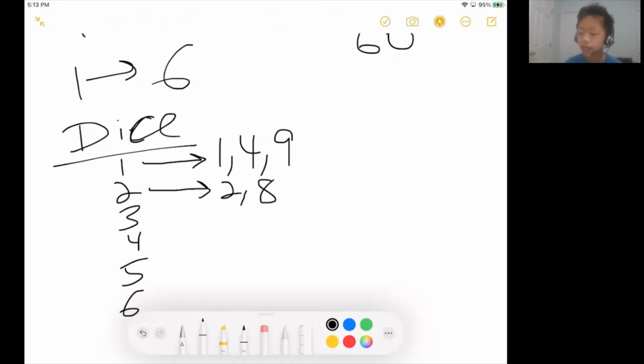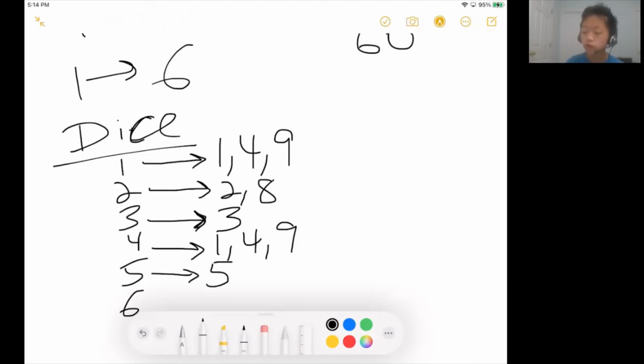We can continue the same process. If we roll a 3 on the die, then for the tile we can choose a 3. It turns out 3 is the only possibility; 3 times 3 is the only way to get a perfect square. If you roll a 4 on the die, then the tile can be a 1, 4, or 9. If you roll a 5 on the die, the only possibility is drawing a 5 from the tiles. And if you roll a 6 on the die, you find that getting a 6 from the tiles is the only way to get a product that's a perfect square.